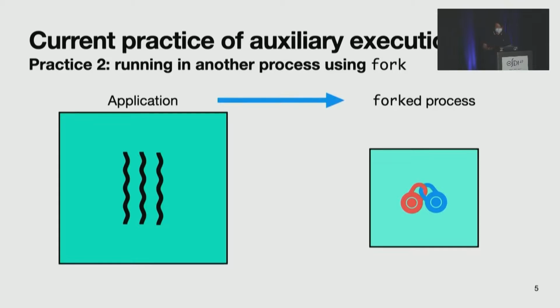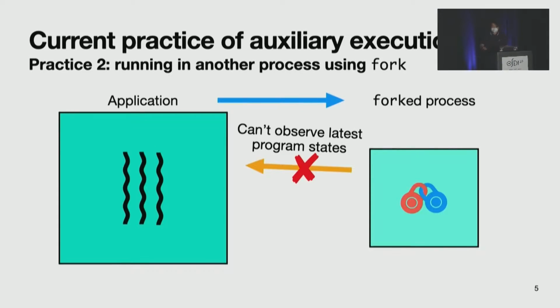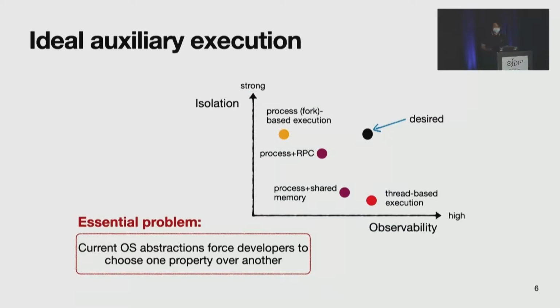An alternative is to run the task in another process, for example, using fork. However, that limits the observability because the forked process cannot see the updated states. Furthermore, it cannot carry out modifications since they are in different address spaces. Essentially, the current OS abstractions, process and threads, are not well suited for auxiliary execution because they force the developers to choose either high observability or strong isolation. The question is, can the OS provide both properties that are desired for the auxiliary tasks?